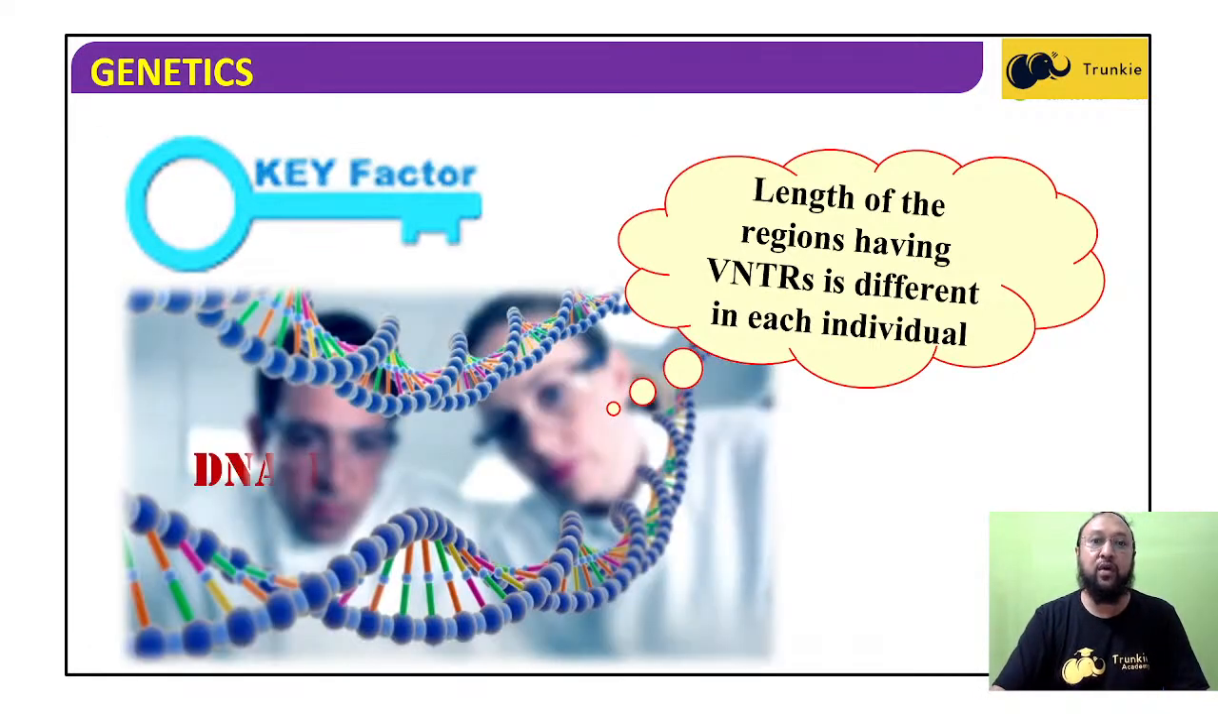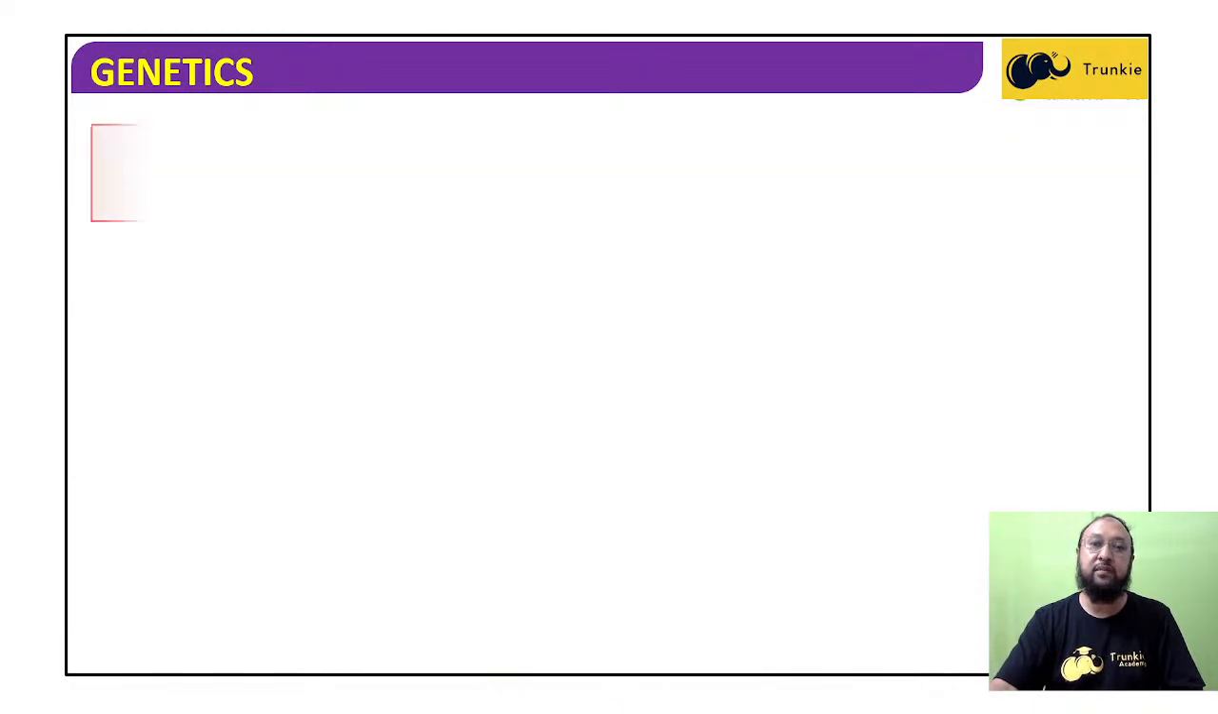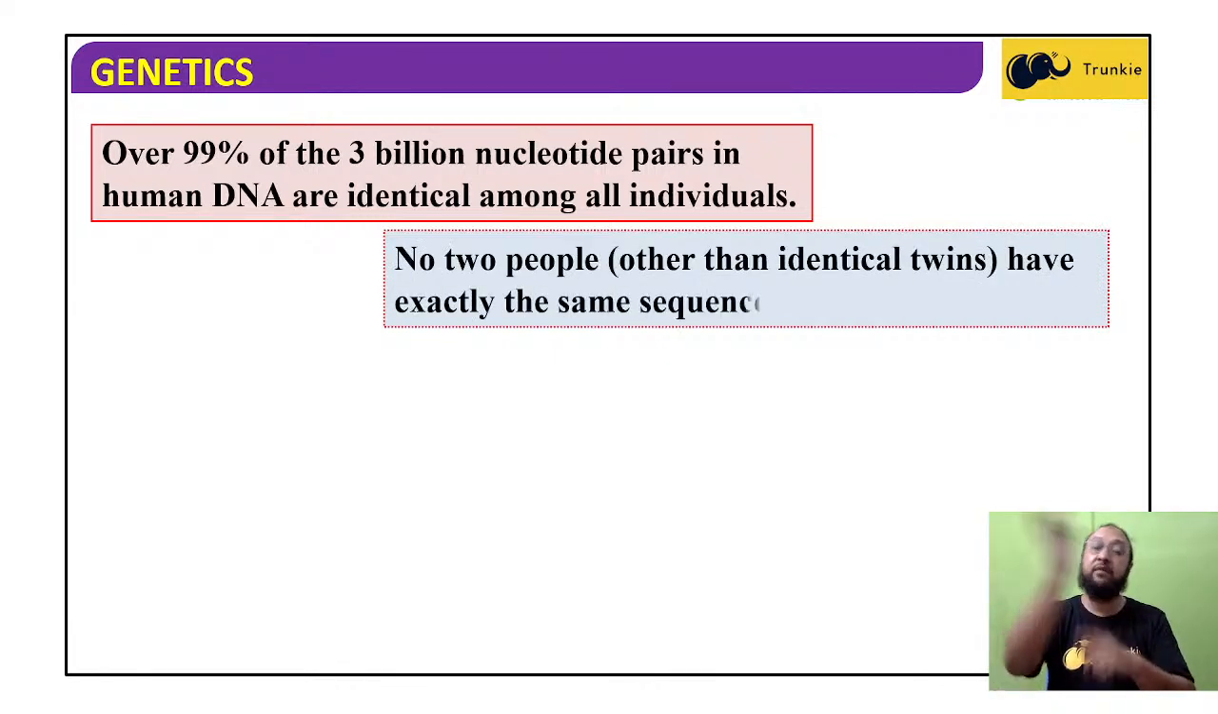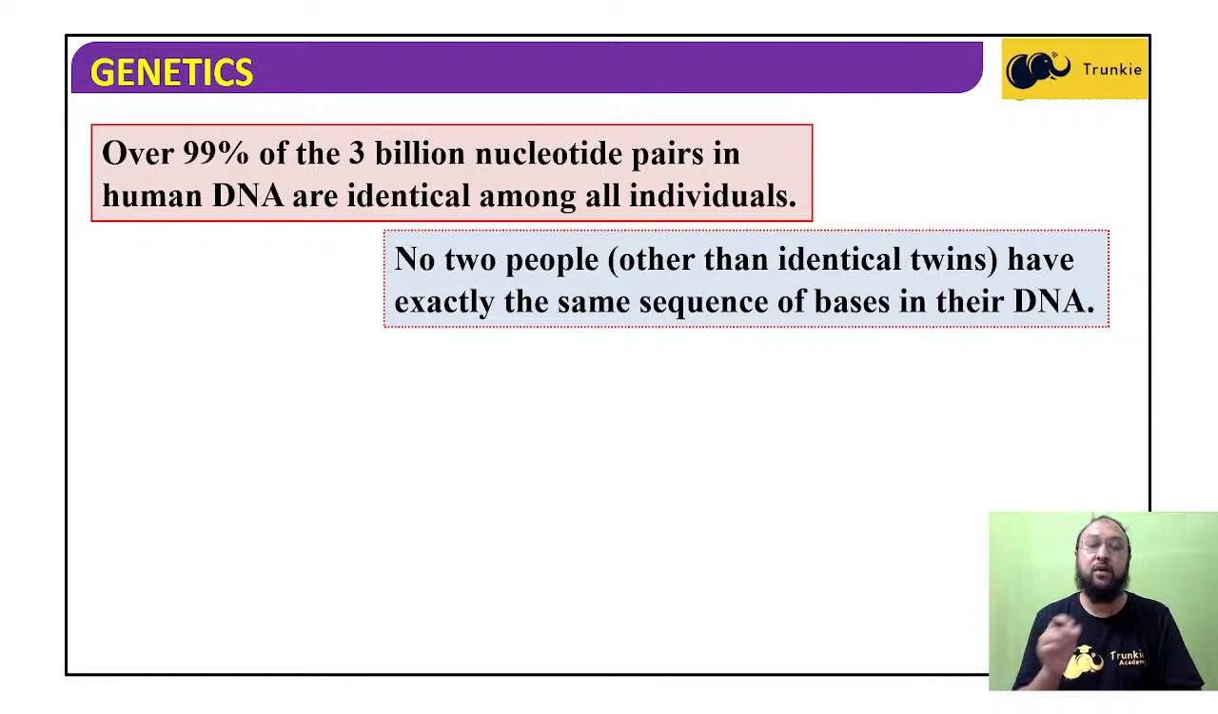So the key factor is DNA fingerprinting. The name has been kept because the fingerprint is different in different people. So there is a sequence, and the VNTR is also different in different people. So that's why it was named DNA fingerprinting. It's not the normal fingerprint; it's DNA fingerprinting.